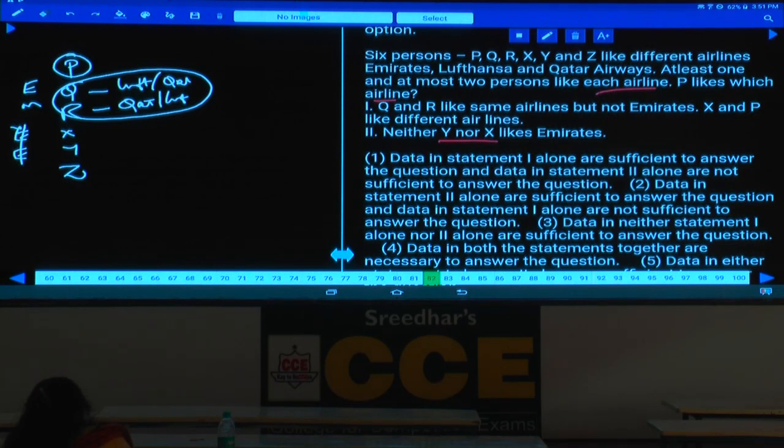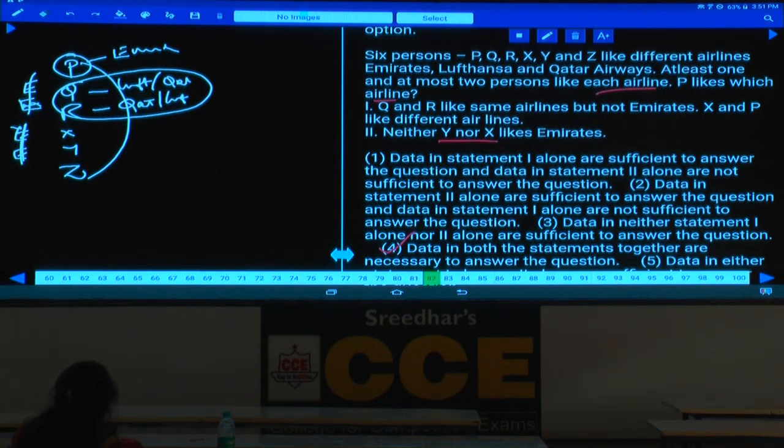Hence, what can you infer here? Q and R do not like Emirates, and X and Y also cannot like Emirates. Now, we are left with P and Z, and these are the only two persons who like Emirates, because at least one and at the most two, it should not be more than two. That means each airline has exactly two persons. Hence, P is Emirates. Are we getting the answer or not? How are we getting the answer here? Only by combining both the statements. Hence, the choice is choice 4: data in both the statements are required to determine the answer. Done with this. This is about question number 82.